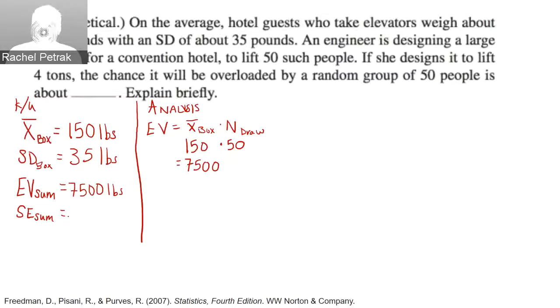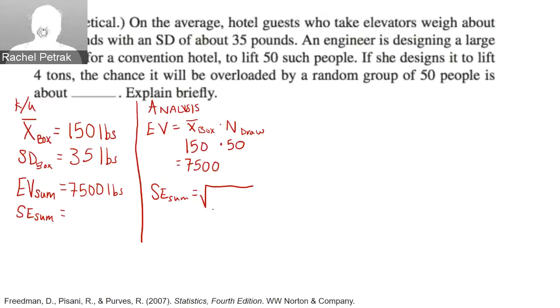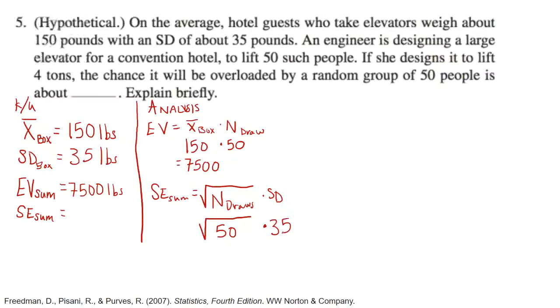And then the standard error for our sum is the square root of our number of draws times our standard deviation, or the square root of 50, times 35. Thus, it's approximately 250 pounds.